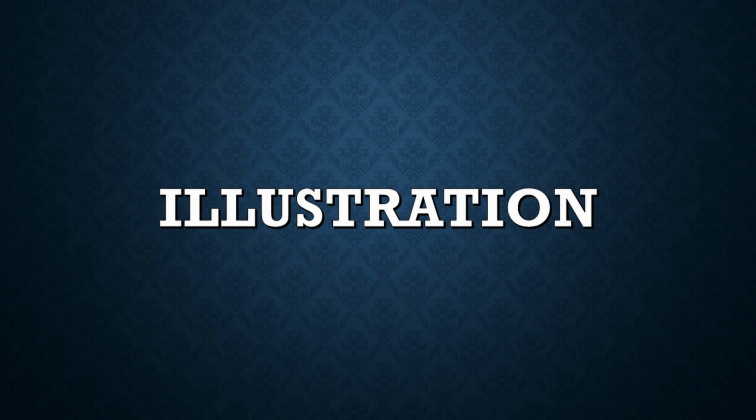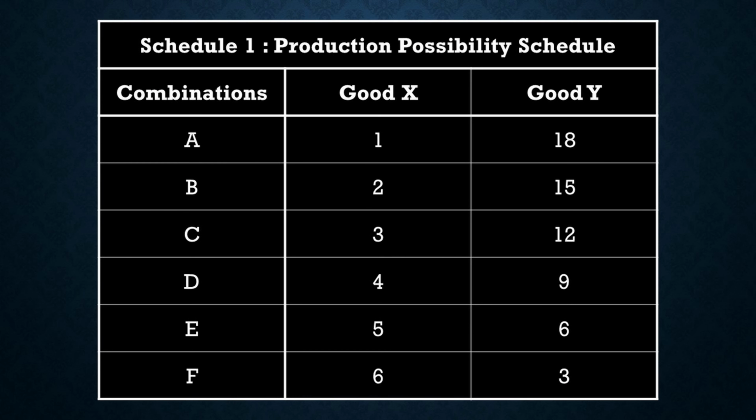Let's understand the concept of PPC with the help of an illustration. In this illustration, I have taken an imaginative schedule. In economics, we usually create tables which we call schedules. PPC schedule is representation of all possible combinations of two goods that can be produced by the optimum utilization of available resources and the given technology. In this schedule, there have been shown six combinations of two goods, good X and good Y.